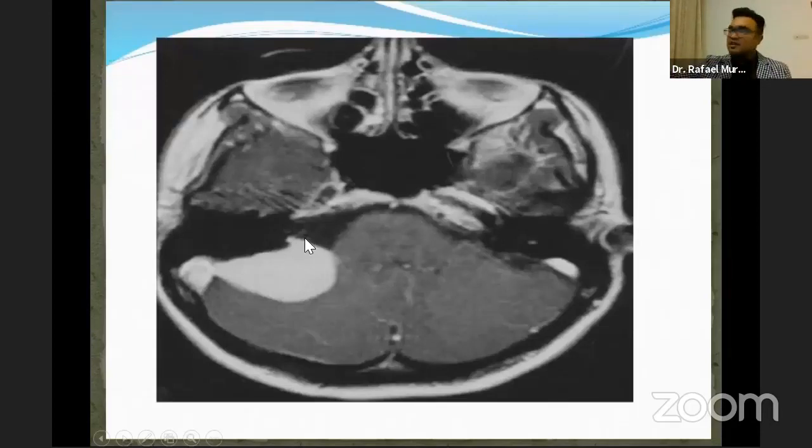We can see another very nice example of meningioma, very homogeneous, and it has a dural tail sign and is very well defined. So this is very common and easy to diagnose. Next slide, please.